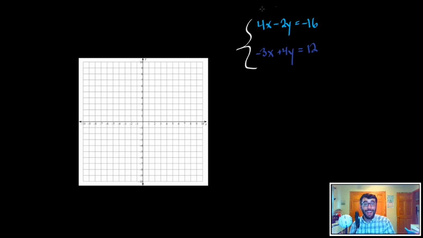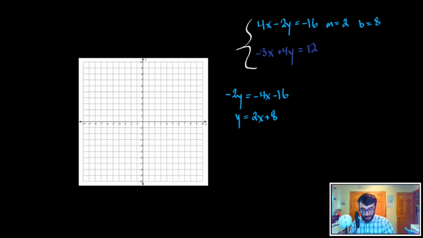So I'm going to go ahead and get this in slope-intercept form. The first thing I would have to do is subtract 4x from each side, so this would now become -2y is equal to -4x minus 16, okay? And the next thing I would have to do is divide each side by -2. So when I divide each side by -2, this is going to become y is equal to 2x plus 8. So that tells us that the slope is 2 and the y-intercept is 8.